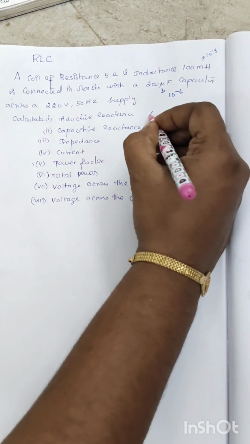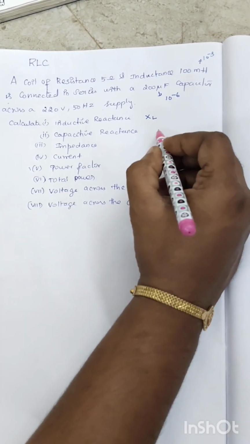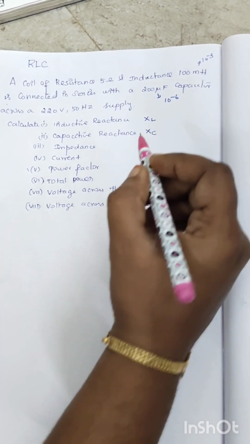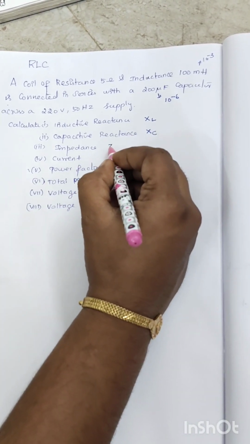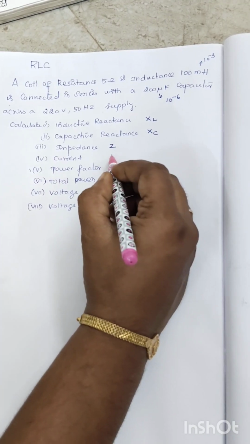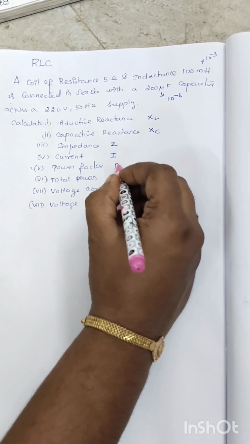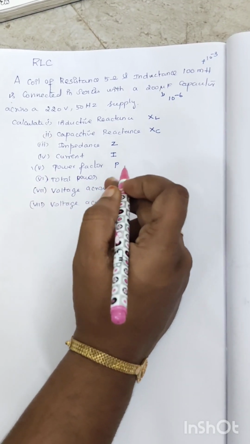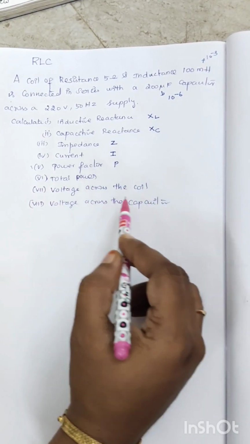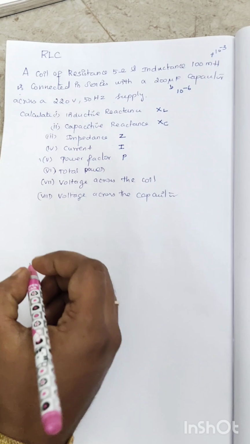Inductive reactance is denoted as XL, and capacitive reactance is denoted as XC. The impedance we will denote by the letter Z, the current will be I, the power factor, and the total power we have to calculate across the load, and the voltage across the capacitor.